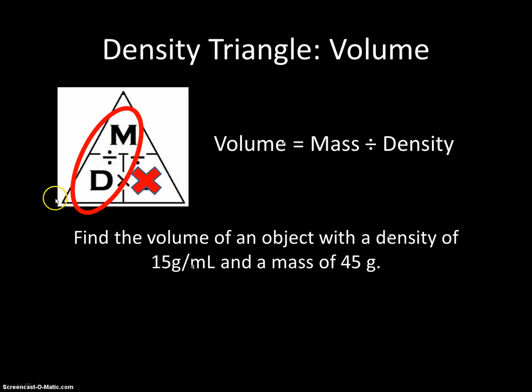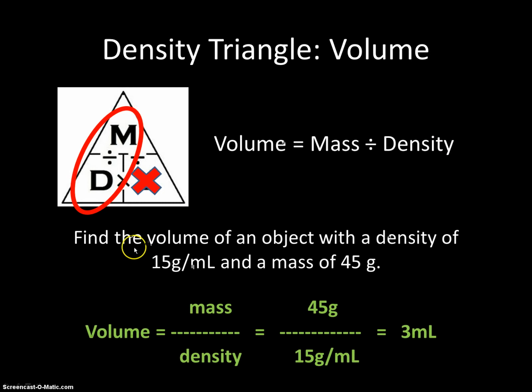That's the one we don't have, so we're going to cover it up in our density triangle. And that leaves us with an m over d. Anytime we cross this line, this horizontal line, we are going to be dividing. So our equation this time is volume, the one we don't have, equals mass divided by density. And let's see what that looks like when we plug it into the equation. Here we show our work.